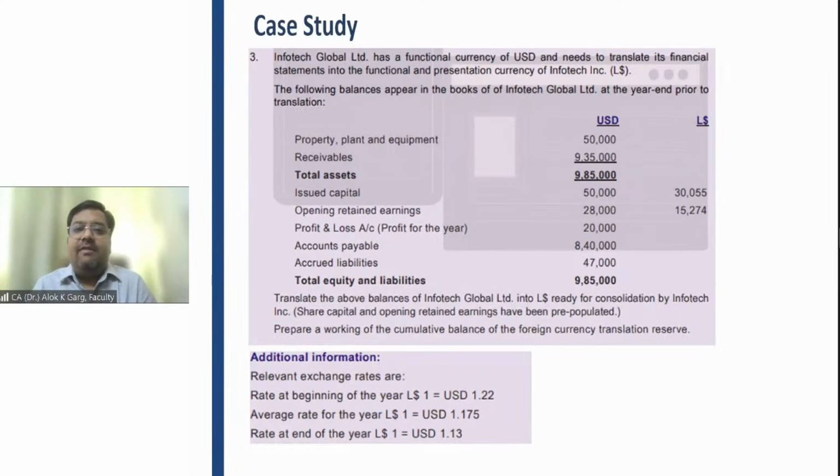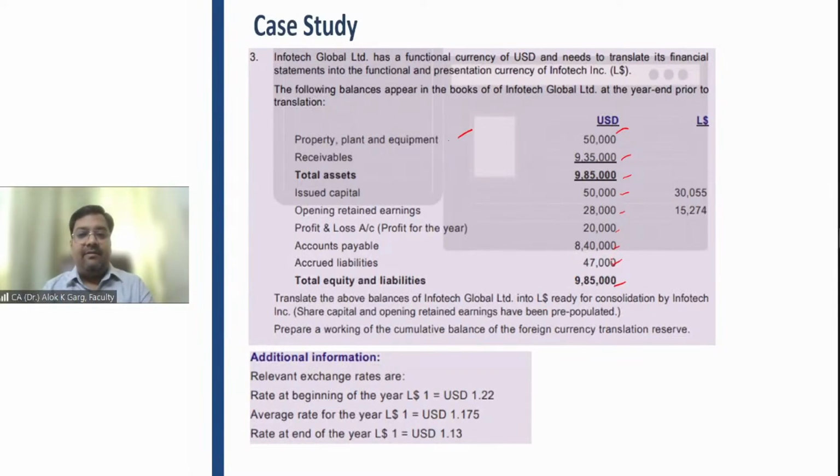The following balances are given in the books of Infotech Global Limited at the year end prior to translation. So in the functional currency of Infotech Global, the financial statement is given. Now this USD financial statement needs to be converted into L dollar financial statement. Property, plant and equipment is 50,000. Receivables 9,35,000. Total assets is 9,85,000. Issued capital 50,000. Opening retained earning 28,000. P&L means profit for the year is given. Accounts payable is given. Liabilities are given.